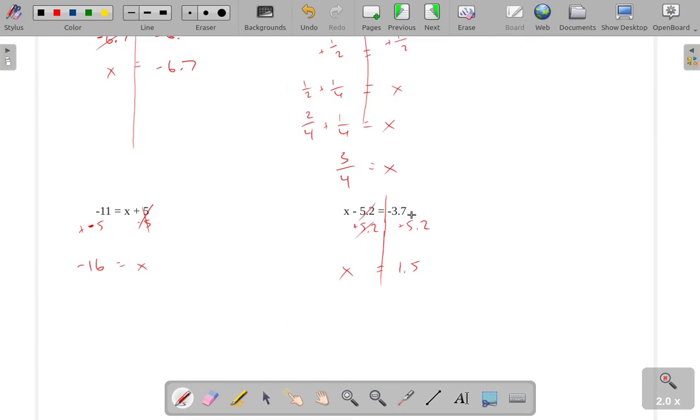You can see I rearranged the order there, this number minus that one, because that's how we do adding and subtracting integers. Or that's how we do adding and subtracting positive and negative numbers. They don't have to just be integers.